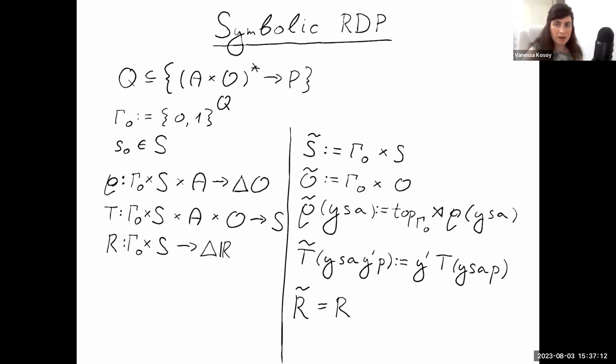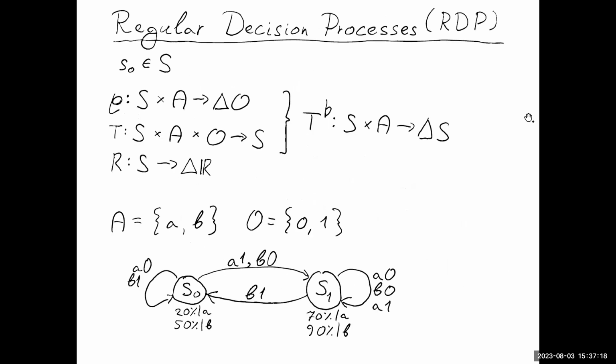Okay. And now, one quick question. How exactly are RDPs different from POMDPs? I'm not entirely sure. Yeah, this is a good question.